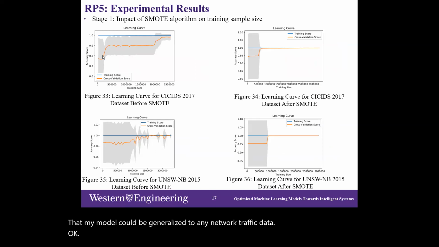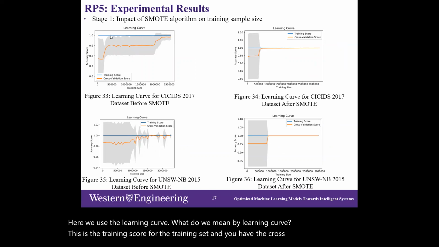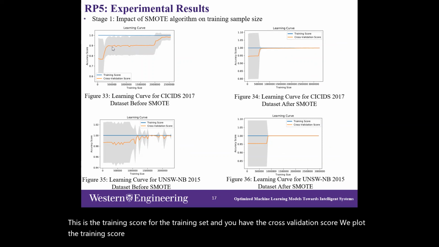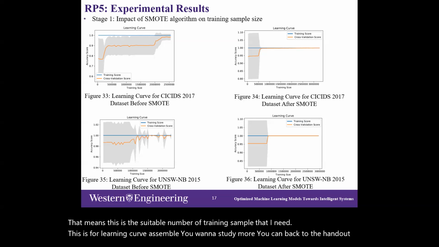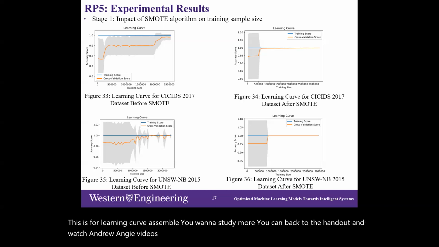Here we use the learning curve. What do we mean by learning curve? This is the training score for the training set, and here the cross-validation score. We plot the training score against the cross-validation score. When we see the lines are almost near, that means this is the suitable number of training samples that I need. This is the learning curve in simple terms. If you want to study more, you can go back to the handout and watch Andrew Ng's videos about the learning curve.